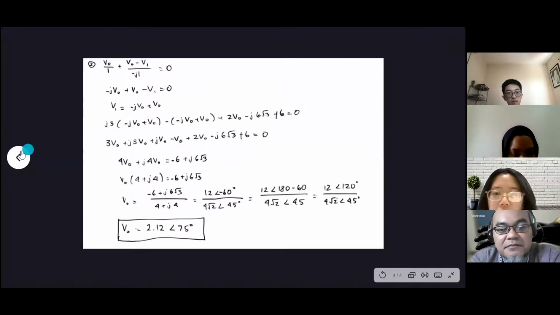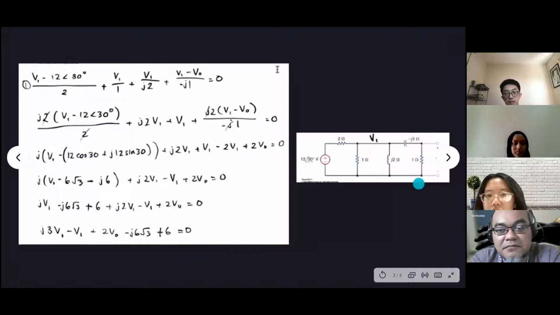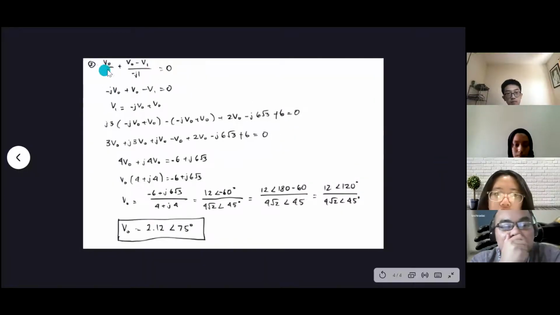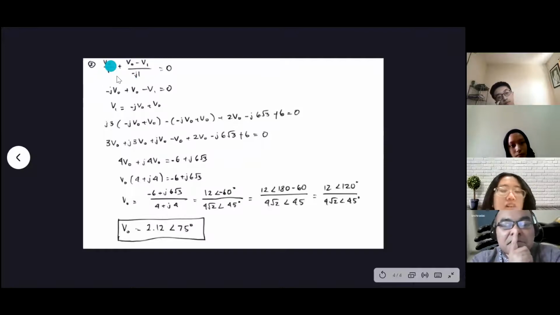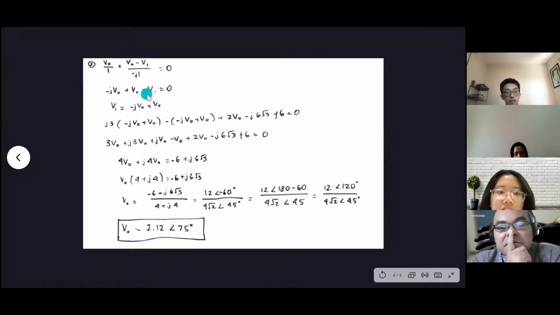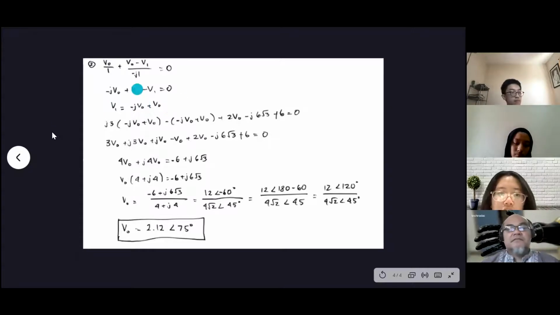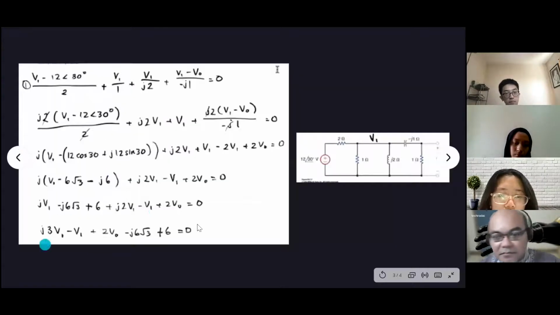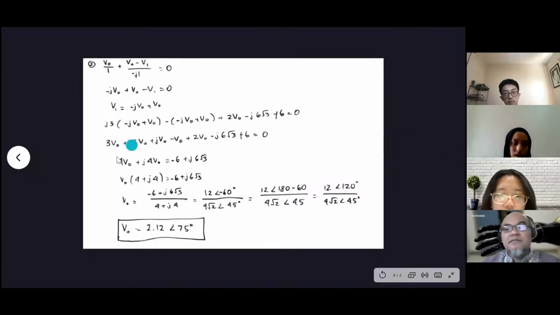Okay, so next is we find the V from the V output node. And we will get the equation like this: V output minus V1 divided by 1, add with V output minus V1 divided by minus J1. And then we will multiply it with J1 and we will get this equation and we will simplify it to get the V1. And then we will substitute the V1 to the equation before here. And we will get this.